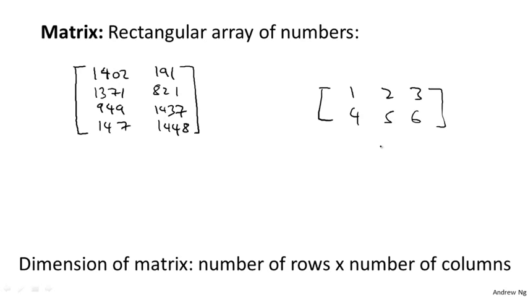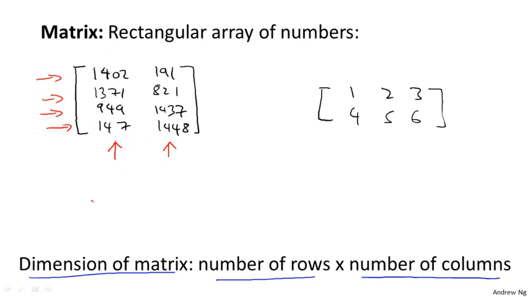And the other piece of terminology we need is that the dimension of a matrix is going to be written as the number of rows times the number of columns in the matrix. So concretely, this example on the left has 1, 2, 3, 4 rows, and it has 2 columns. And so this example on the left, I'm going to say this is a 4 by 2 matrix, okay? Because it's number of rows by number of columns, so 4 rows, 2 columns.